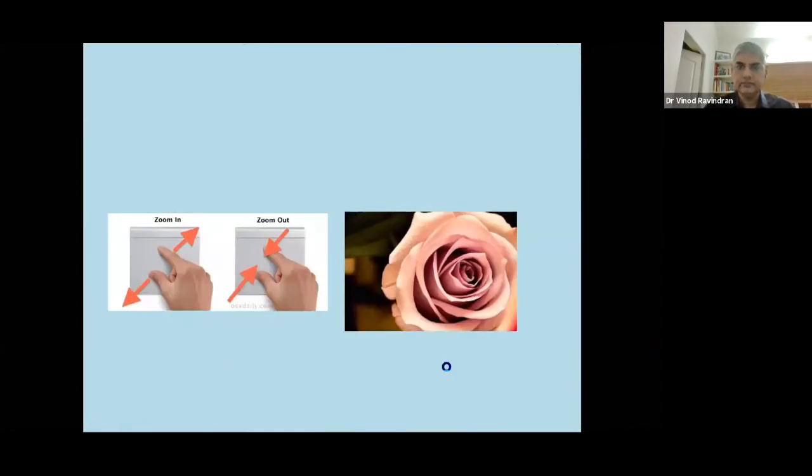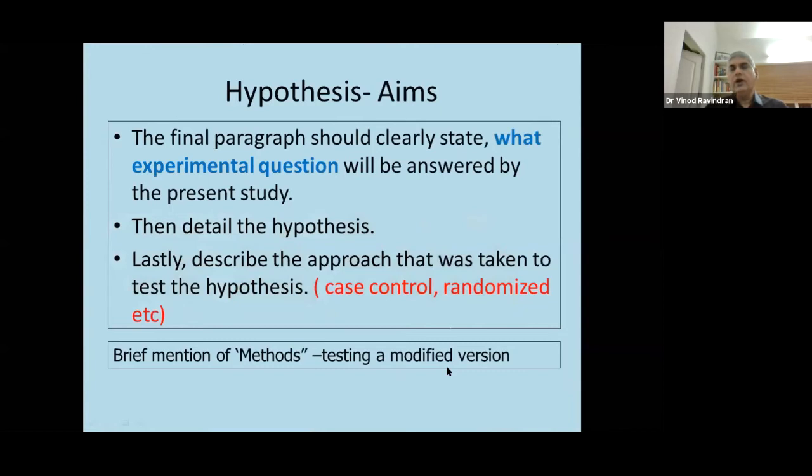So the penultimate or the ultimate paragraph of your introduction would be the hypothesis. You would say what the experimental question is. Like here in this example, we said the toxicity of rituximab in Indian patients with rheumatoid arthritis will be answered by the present study. If I have a hypothesis, I need to mention it here. And then I need to mention what approach I am going to take.